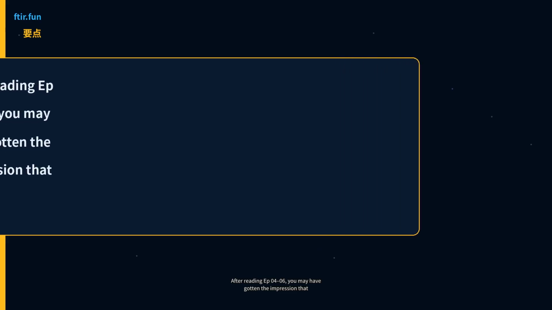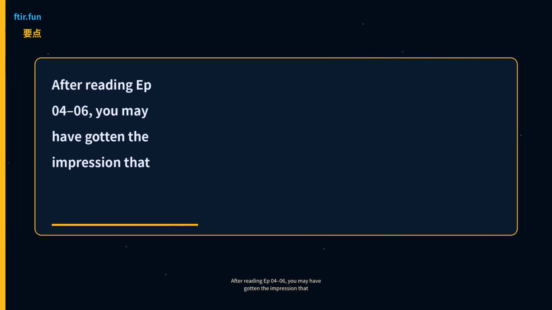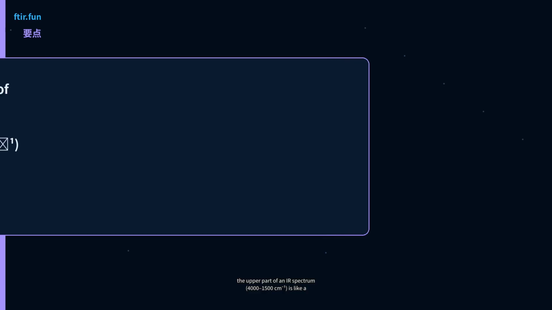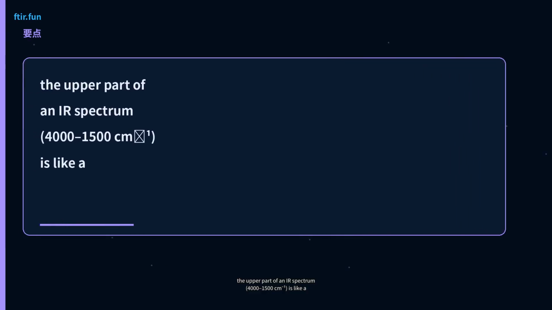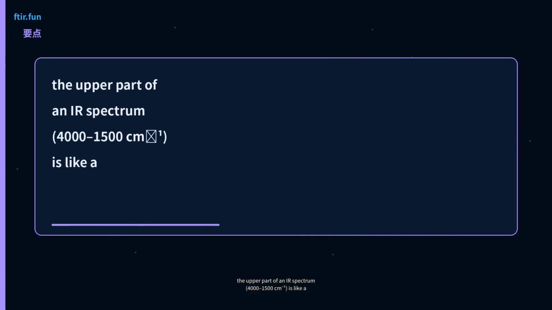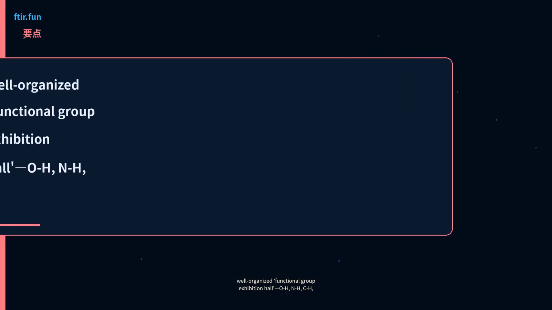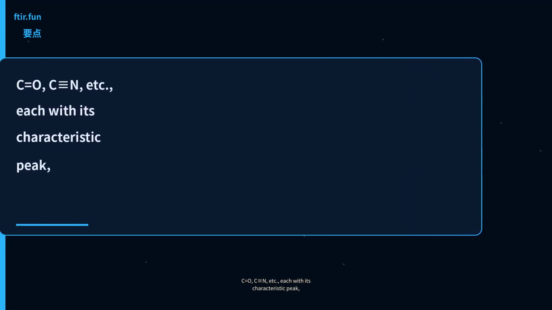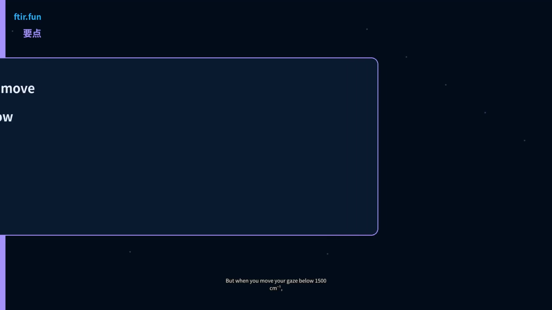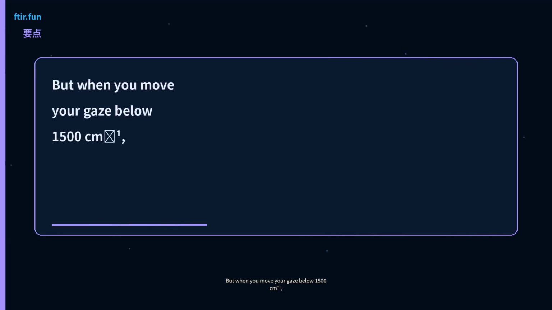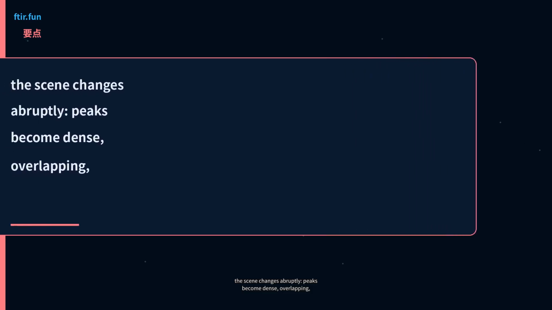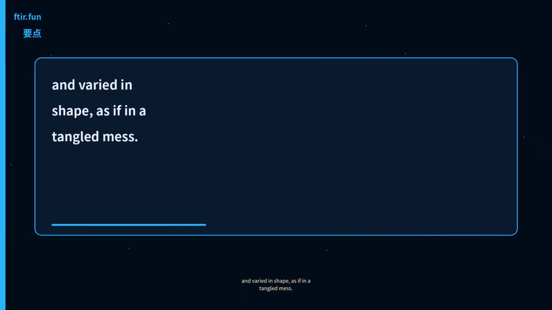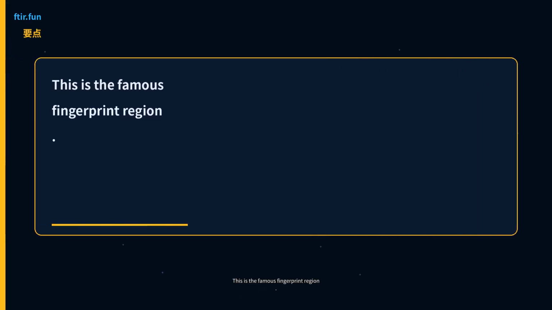After reading Ep04 to 06, you may have gotten the impression that the upper part of an IR spectrum, above 1,500 centimeters, is like a well-organized functional group exhibition hall: O-H, C=O, and so on, each with its characteristic peak, clear and distinguishable. But when you move your gaze below 1,500 centimeters, the scene changes abruptly. Peaks become dense, overlapping, and varied in shape, as if in a tangled mess. This is the famous fingerprint region.